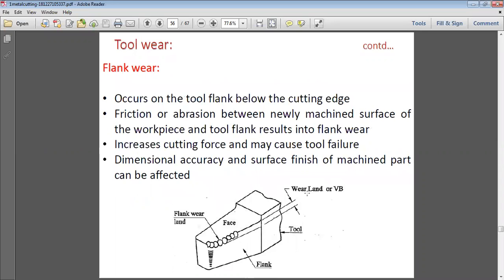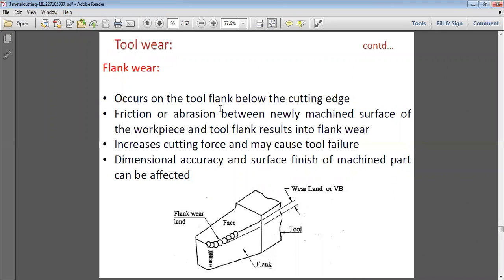Then comes flank wear. So this is basically a part of the tool. Clear? This is the wear land, and this is the face or this is the flank. Face is the upper side of this, and flank is the sideways part of the tool that advances into the workpiece.